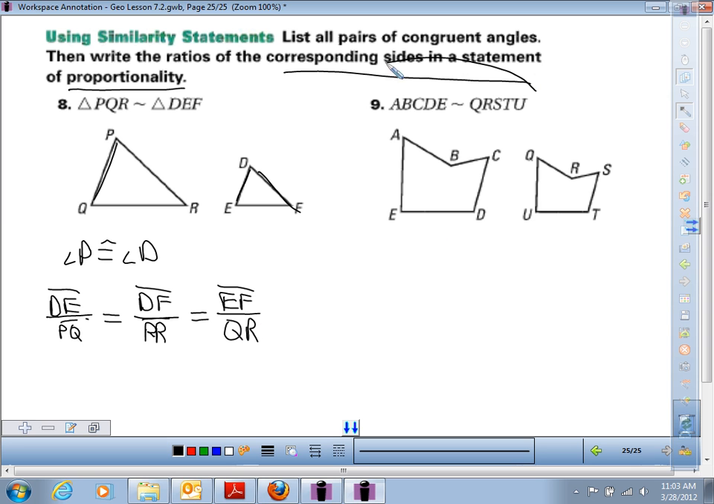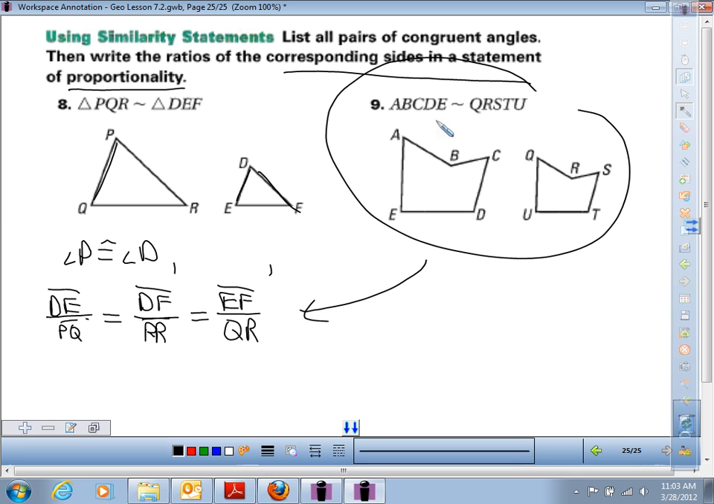Now that's what you're going to do on number 9. You're going to do the same thing, except you'll have 5 of these because these are pentagons.